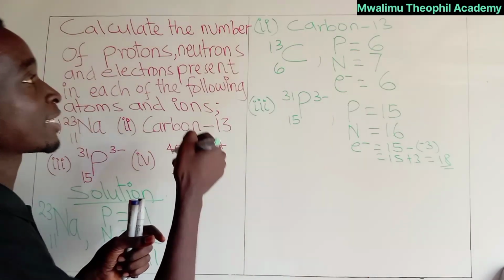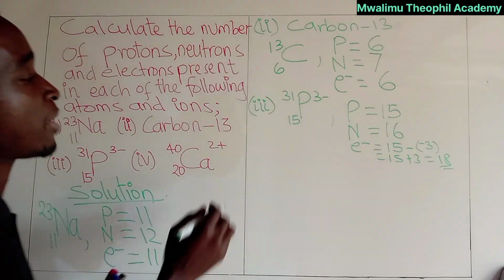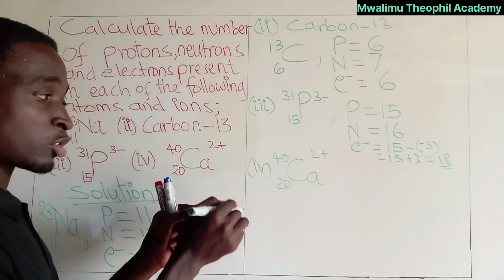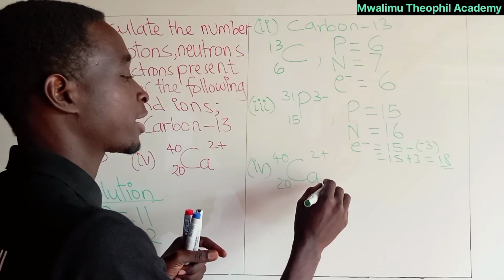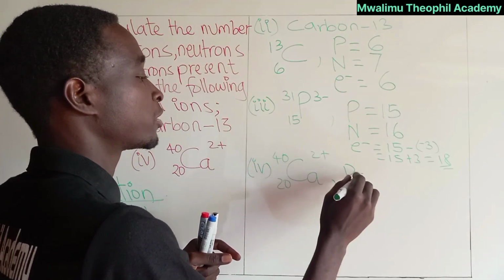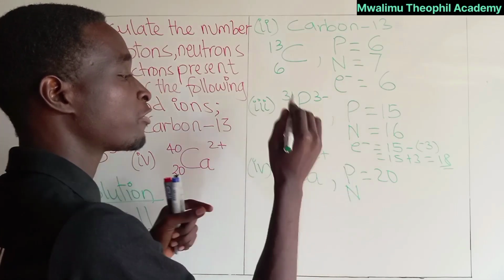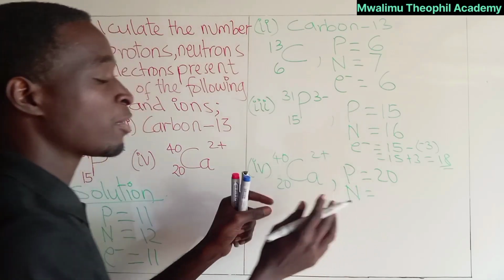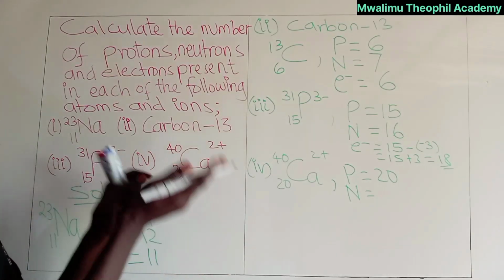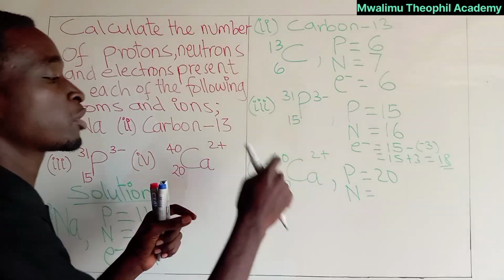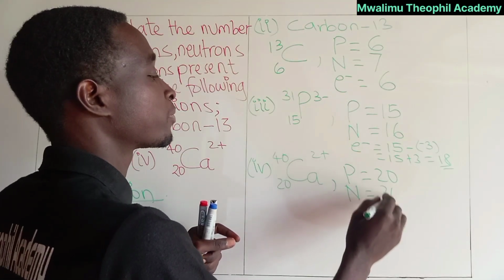After that, let us see our fourth ion, which is calcium ion. As usual, the number of protons is equal to the atomic number, which is 20. Now, in calcium ion, the number of protons is equal to 20. The number of neutrons, as we have done for other atoms and ions, is equal to mass number minus atomic number. Now it is 40 minus 20, which is 20.